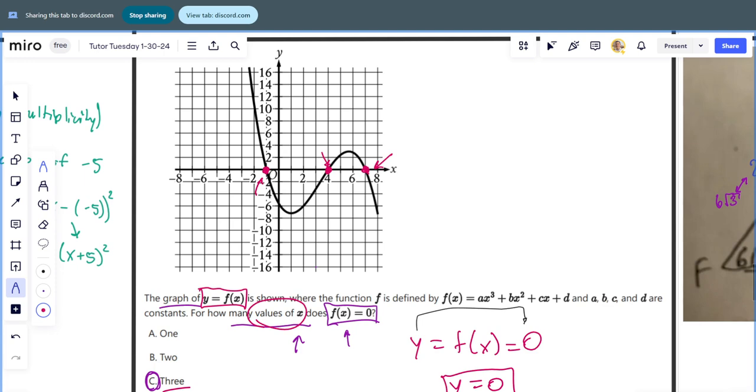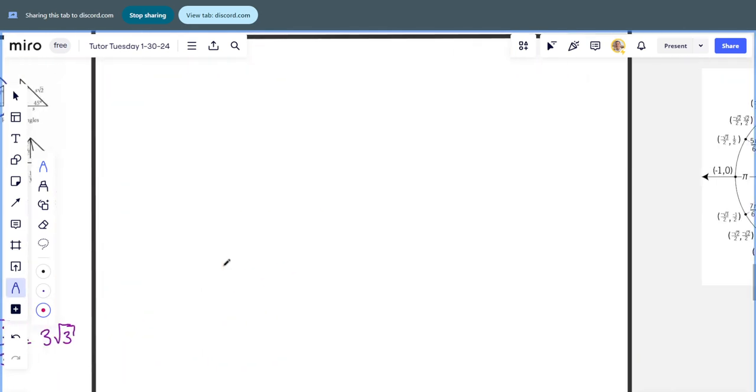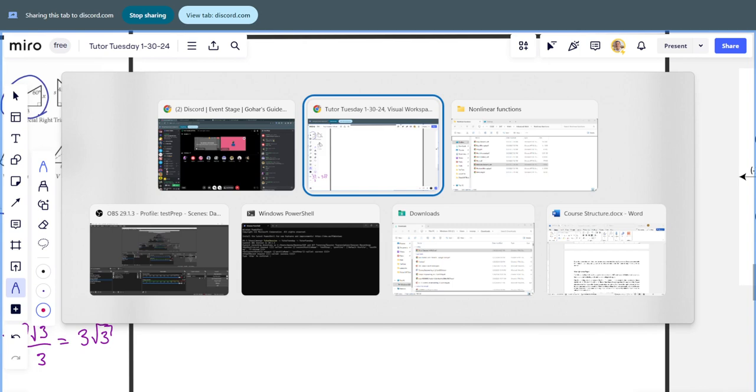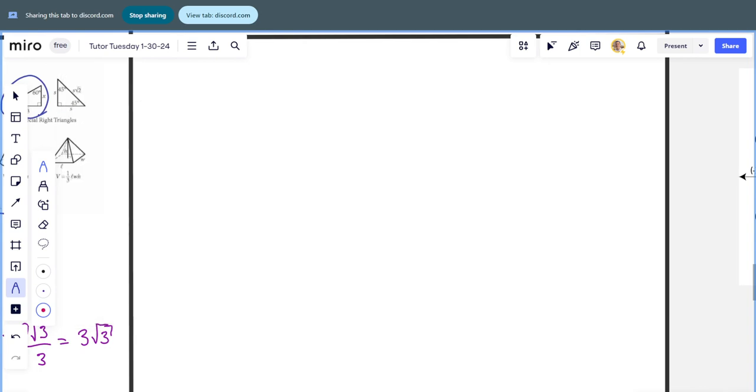All right, if you've got some other questions to submit, I can go over those. Otherwise, we'll move up in the difficulty to the harder nonlinear functions.